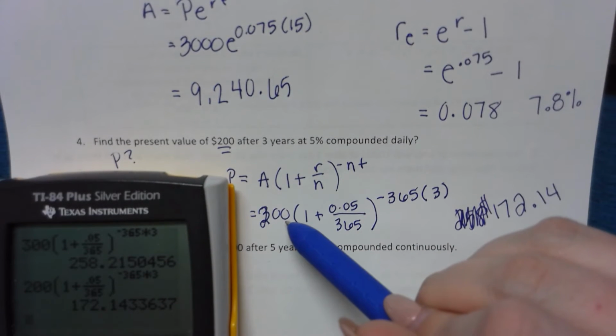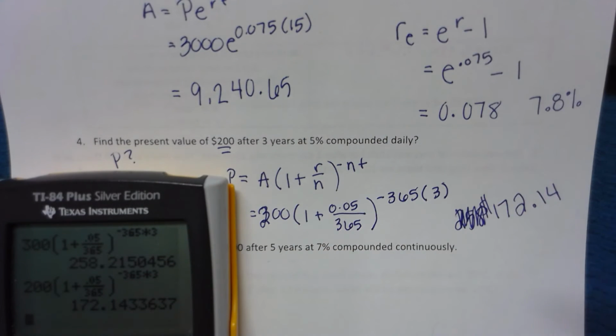Okay, so if I want $200 in 3 years, then right now I need to make sure I put away 172. So it's not going to gain that much after 3 years. It's only going to gain about $28, which isn't really a lot in 3 years.